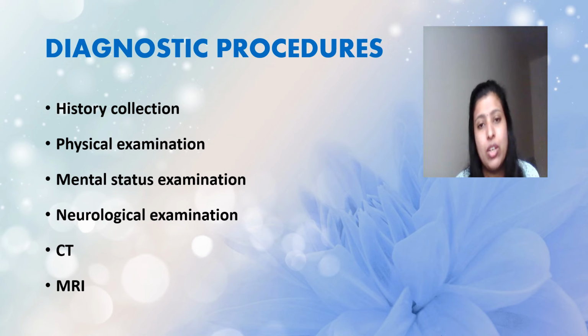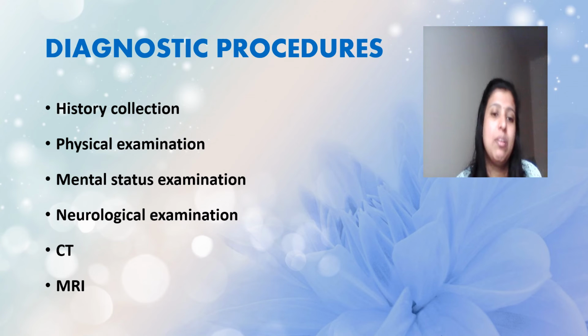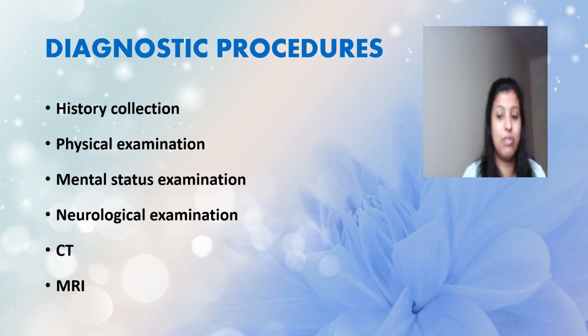Then the diagnostic procedures include history collection, physical examination, mental status examination, neurological examination, CT and MRI. Sometimes the doctor will directly go for CT and MRI if they are complaining about pain. But through the CT and MRI they don't find anything, and gradually they come to the idea that there is no physical problem. They go for detailed mental status examination, neurological examination and history collection, and at last they come to the diagnostic evaluation that the patient has psychological distress and somatoform disorder.